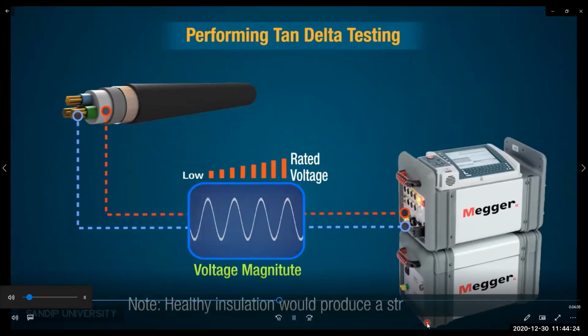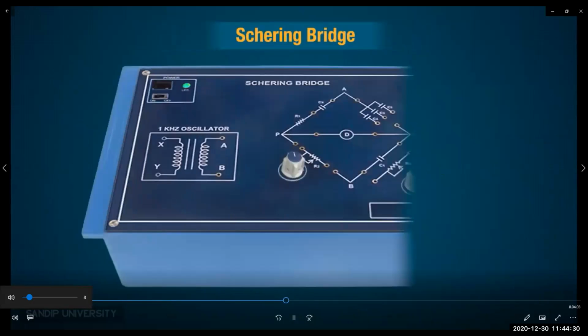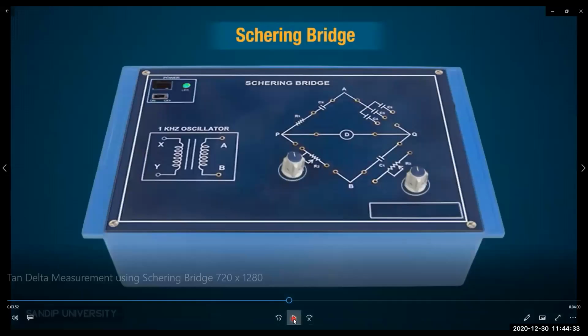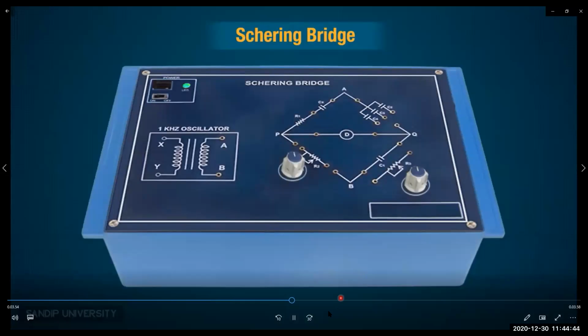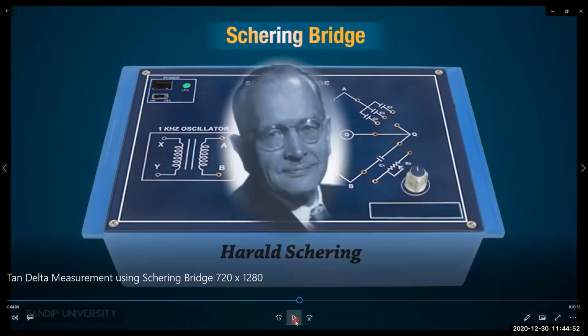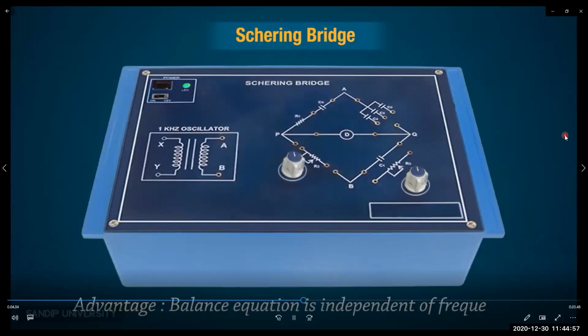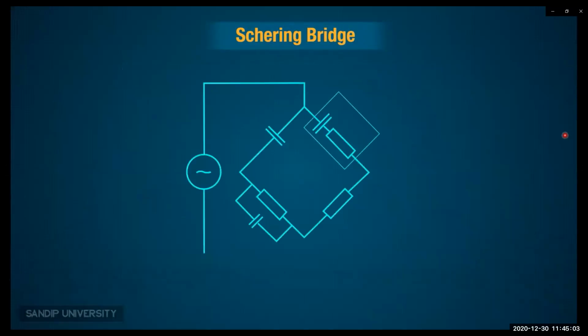Healthy insulation would produce a straight line. By using one bridge, called the Schering bridge, we explain the concept of dielectric material properties in cables. One of the scientists, Errol Schering, explained how to find the dielectric losses. It has a great advantage: the balance equation is independent of frequency. All of you try to concentrate on the diagram.